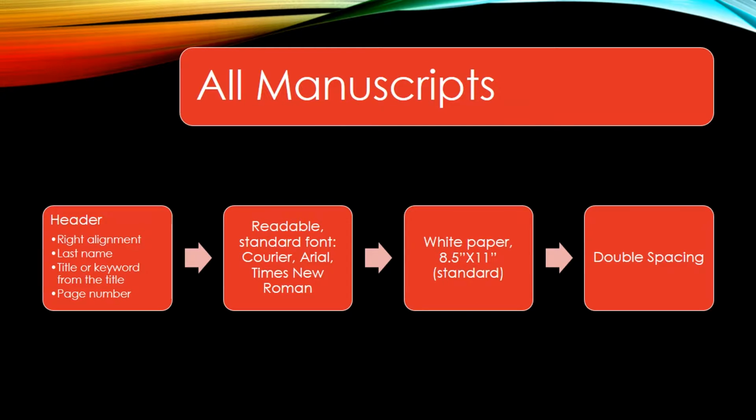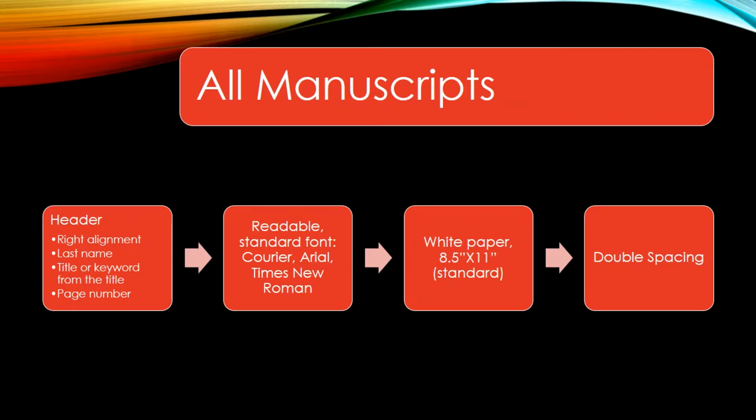All manuscripts should also have a header, that is a running header that runs through the entire document. Usually it's right alignment. Some can be with the 3 columns. These days, a lot more people are doing the 3 columns. That should include your last name, the title, or a key word from the title if the title is long, and it should include a page number.